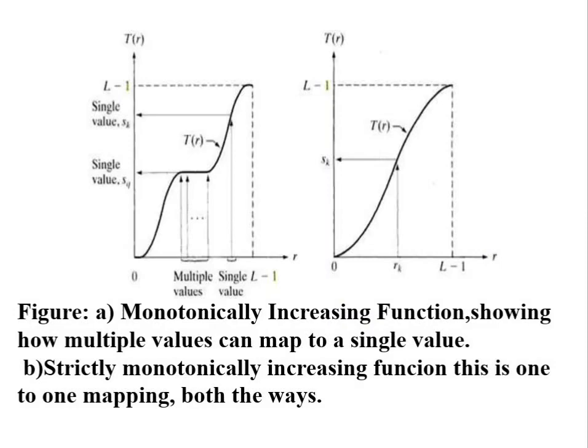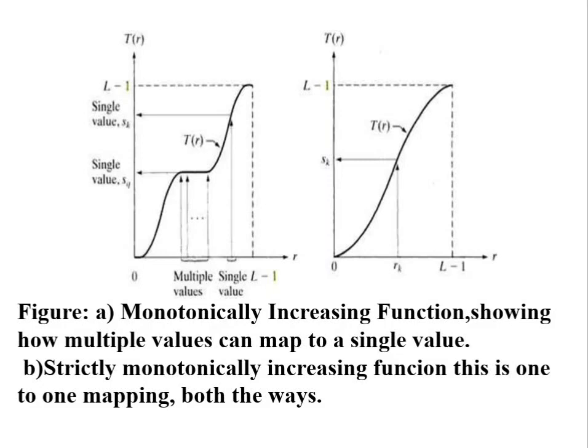The intensity levels in an image may be viewed as random variables in the interval 0 to L minus 1. A fundamental descriptor of a random variable is its probability density function, that is, the PDF. Let PR of R and PS of S denote the PDFs of R and S respectively, where the subscripts on P are used to indicate that PR and PS are different functions in general.